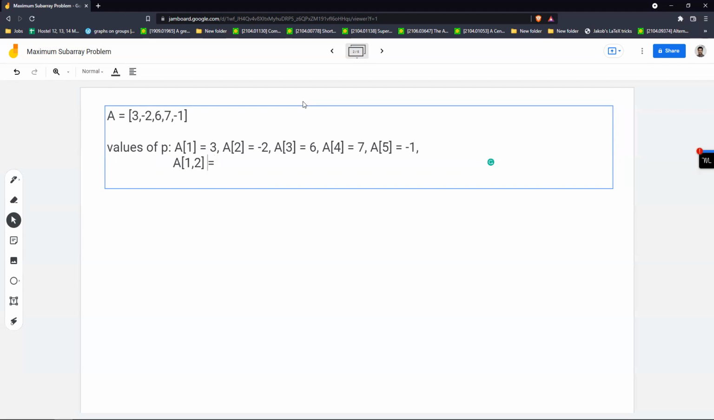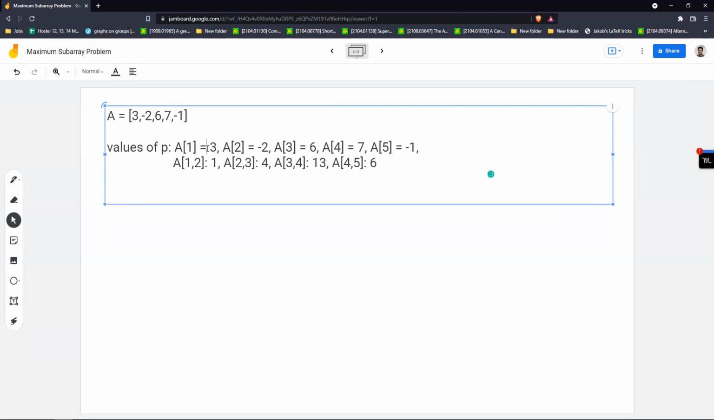So for A12, what is the value? 3 minus 2, that is just 1. A23, what is the value? Minus 2 plus 6, 4. A34, what is the value? 6 plus 7, 13. A45, what is the value? 7 minus 1, 6. I should not write it equal to. These are the values that P takes.